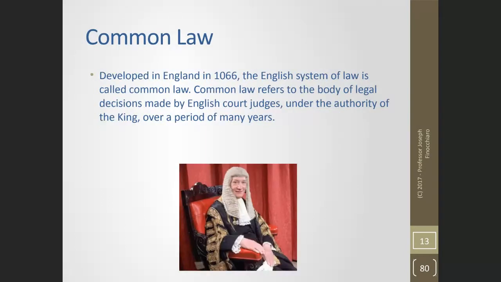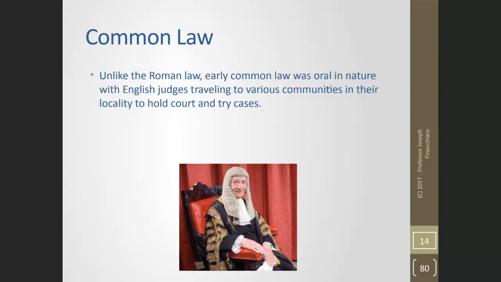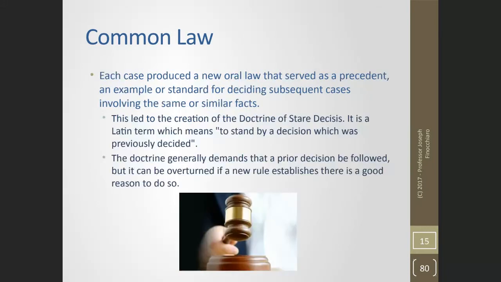Common law was developed in England in 1066. The English system of law is called common law. Common law refers to the body of legal decisions made by English court judges under the authority of the king over a period of many years. Unlike the Roman law, early common law was oral in nature, with English judges traveling to various communities in their locality to hold court and try cases.